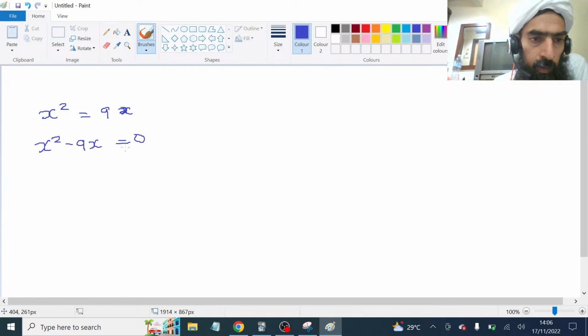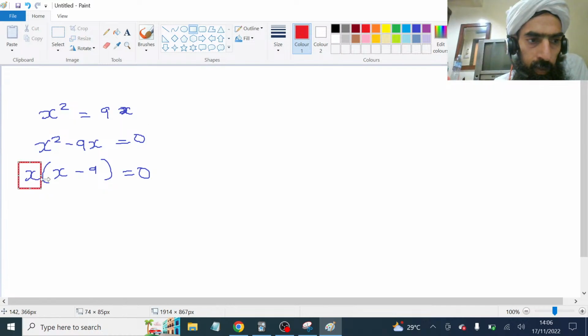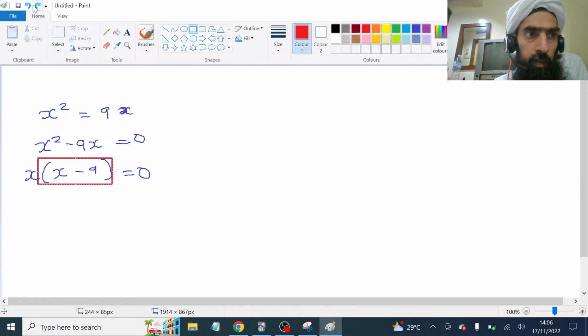Now we've got 0. Now we'll factorize. This is not double brackets, this is just common factor x. And then we'll use the same principle. We'll say, look here, we really have a number times another number. We have this times this to make 0. So one of them has to be 0.